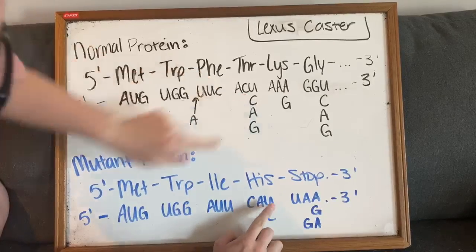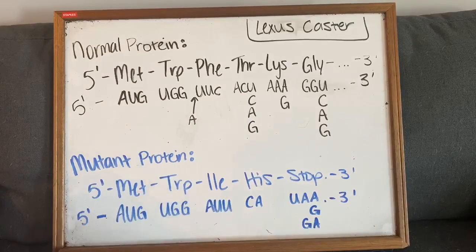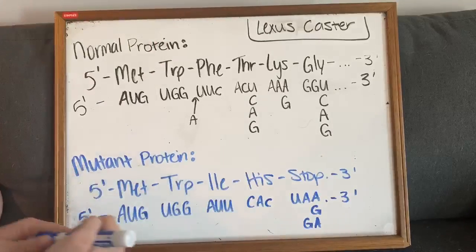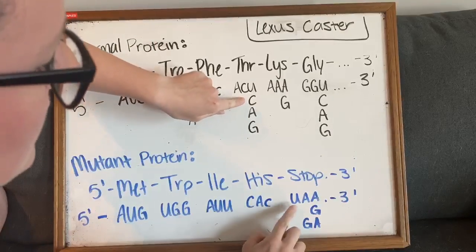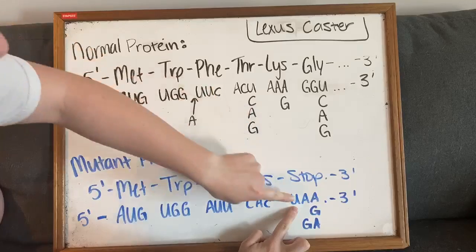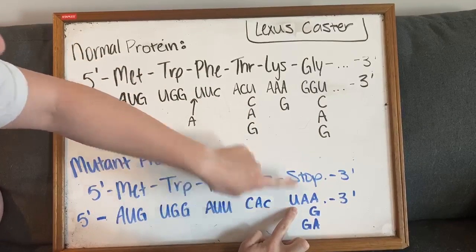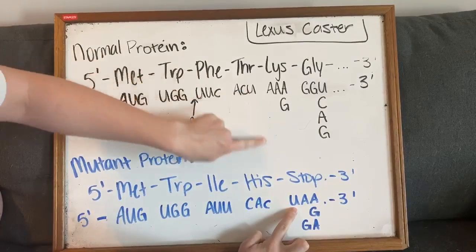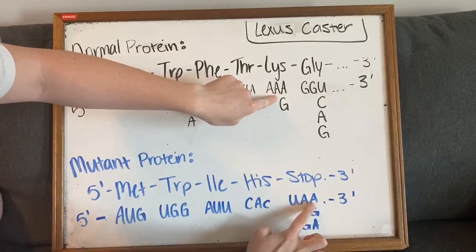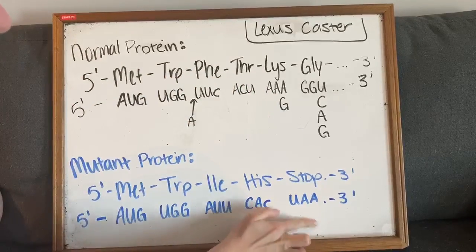AC, AC, so that means this is going to be CAC. And then we have a lot of options for this one. Since it's on our mutant, only a U, so this means that's going to be a U. AA, AA. So that is our stop codon.